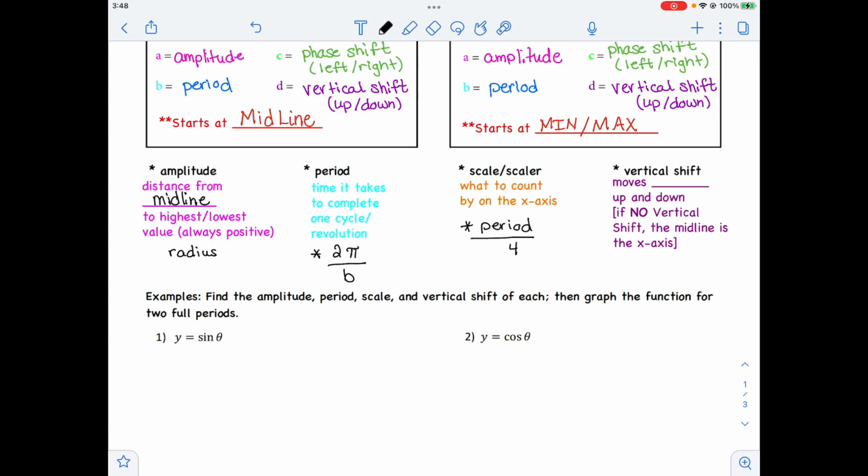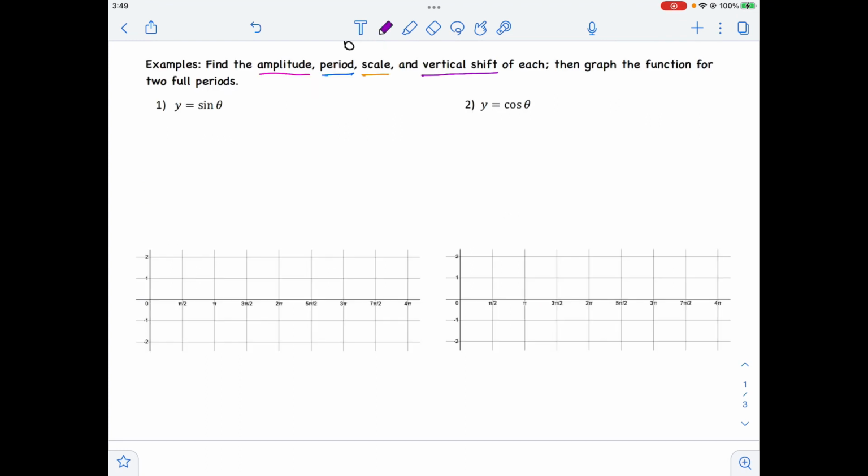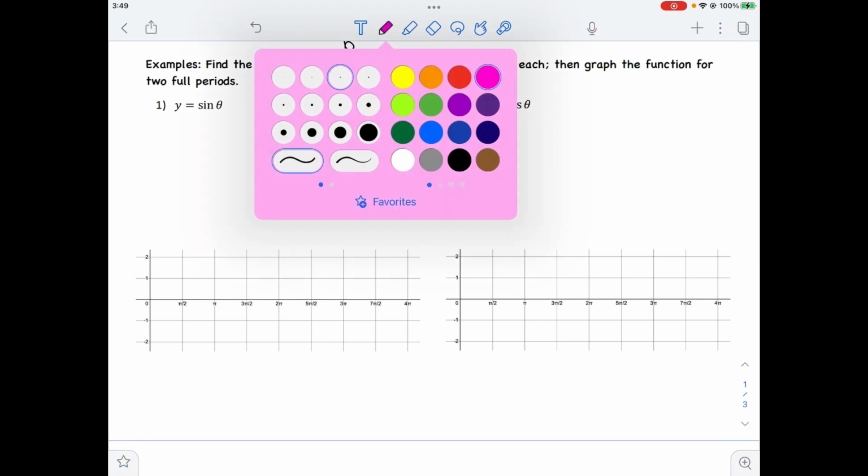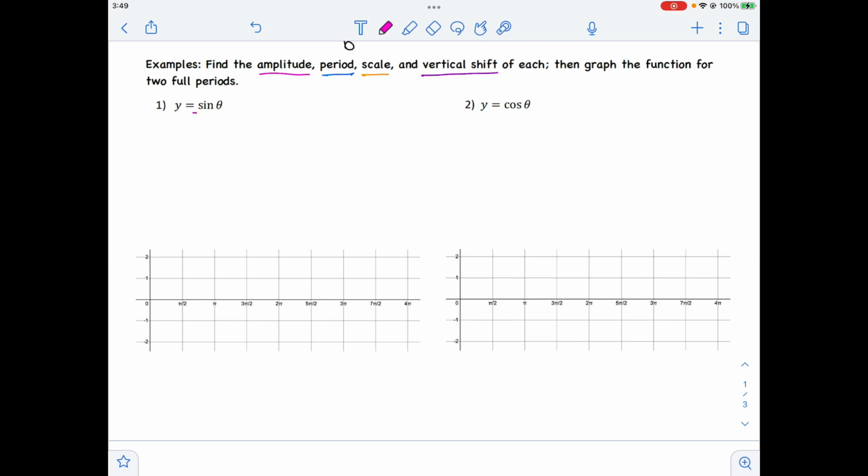Now a vertical shift moves the midline up and down. And if there is no vertical shift, then the midline is the x-axis. Our first example, y equals sine of theta. We're going to look to see, do we have anything in front of our sine? We do not have a number, so we know that that is a 1.